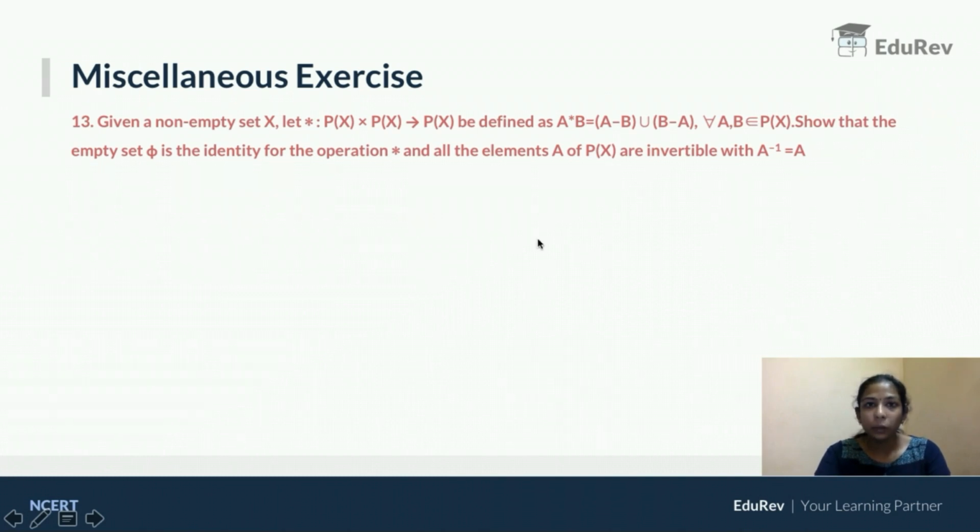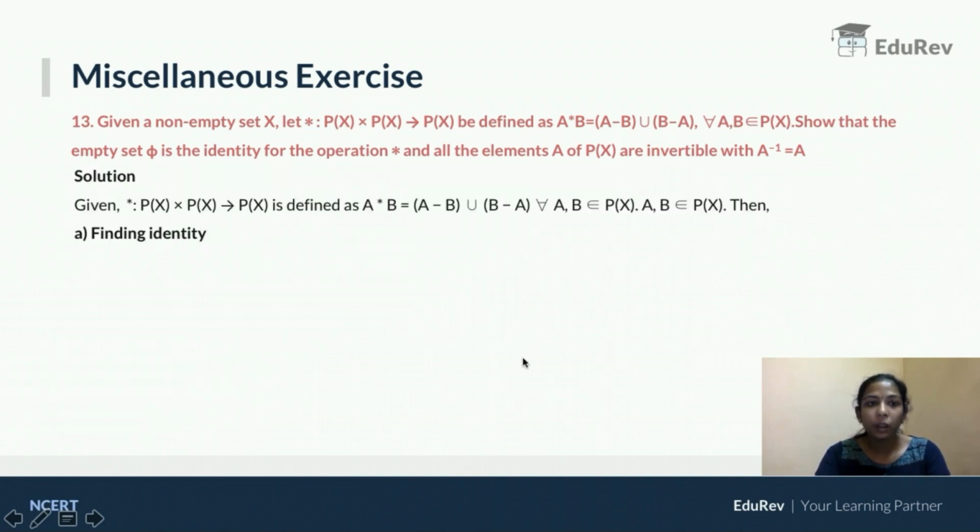So we'll try to do the problem. This is the condition they have given. The star is a operation from the Cartesian product of power set of x with power set of x, defined by A star B is equal to A minus B union B minus A, where A, B represent the subsets of x, so A comma B will be elements belonging to power set of x.